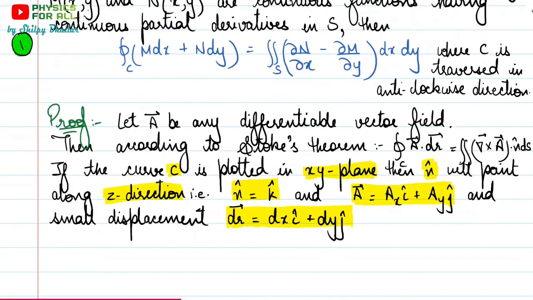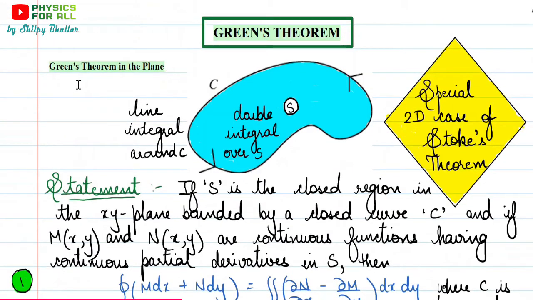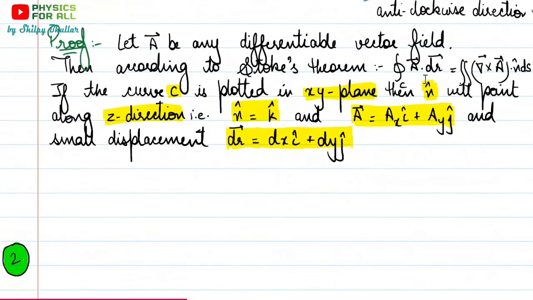Because remember, this theorem that we are doing is Green's theorem in the plane. It has nothing to do with space or 3 dimensions. It will only talk of 2 dimensions. So the vector would also be expressed in 2 directions: ax i cap plus ay j cap, and the small displacement that we consider for a dot dr. So dr again would be dx i cap plus dy j cap.